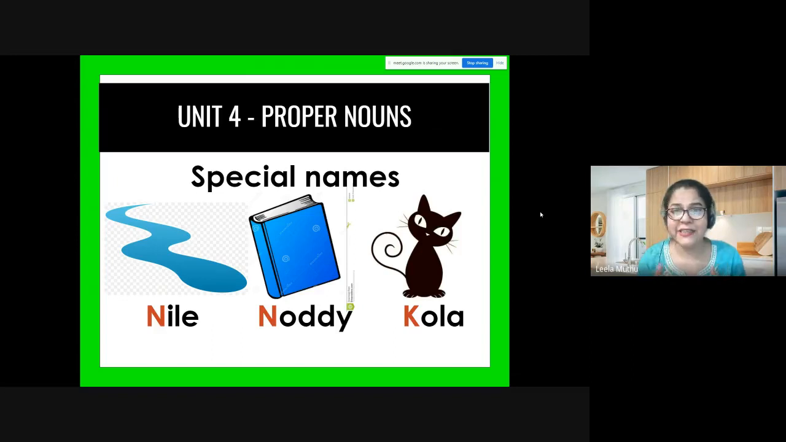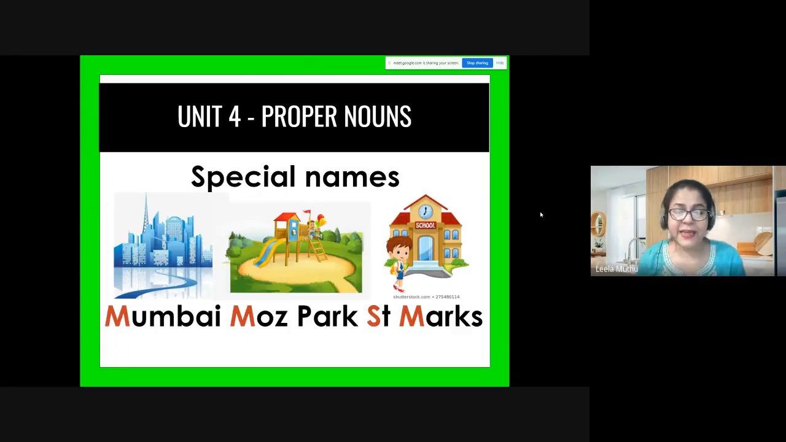Noddy is a character. This book is about Noddy. So let's say Noddy is the name of the book, the special name I've given to the book. Kola is actually my cat's name, one of the first few cats that ever came into my life. Kola, starting with K. Okay, she's a black cat. And then I've given the name Mumbai to the city.